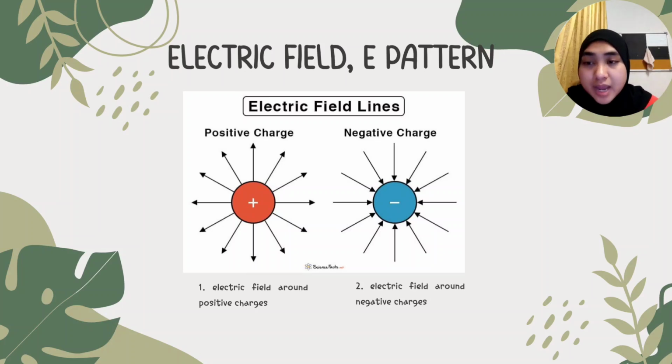Field lines radiate outward symmetrically from the charge. The direction for positive charge indicates that a positive test charge would be repelled. As for the negative charge, field lines converge inward symmetrically toward the charge. The direction for this charge shows that a positive test charge would be attracted.